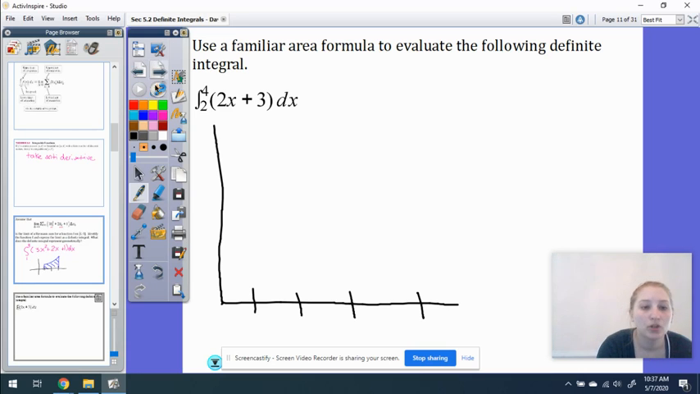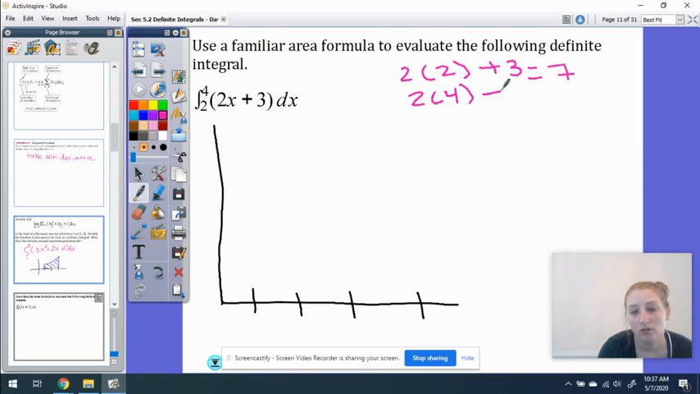Let's see. In order to figure that out, first, what I want you to do is substitute in the value for 2 into x. So you're going to do 2 times 2 plus 3, which is going to give me 7. And then you're going to do 2 times 4 plus 3, which is going to give me 11. Hey, 7, 11. Okay, so I need all the way up to 11 here on the y-axis.